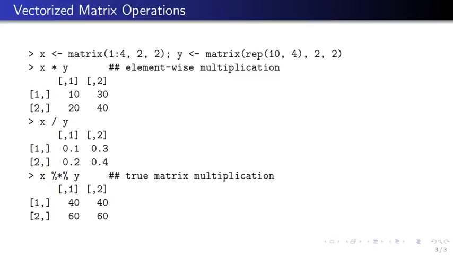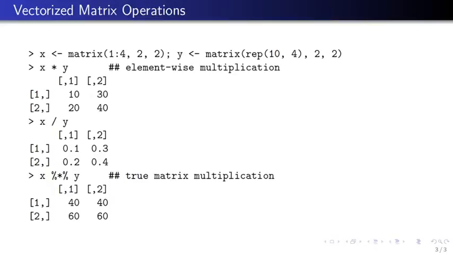If I just do x times y, this is not a matrix multiplication. This is an element-wise multiplication. So the 1,1 element of x is multiplying the 1,1 element of y, and the 2,2 element is multiplying the 2,2 element of the other matrix, etc. Each element is multiplied together in parallel. Same when you do division. This is not a matrix inverse or something like that. This is just dividing one matrix literally element by another. If you want to do a true matrix multiplication, you have to use percent star percent. That's the symbol for matrix multiplication.